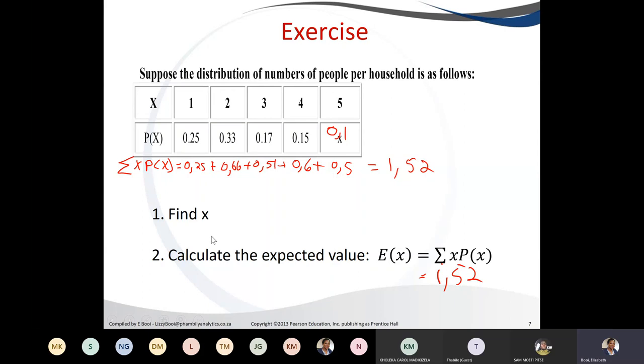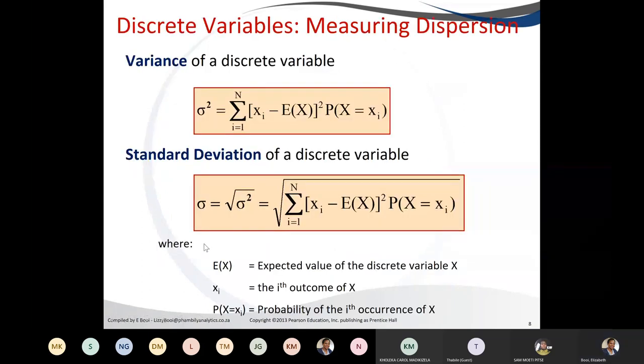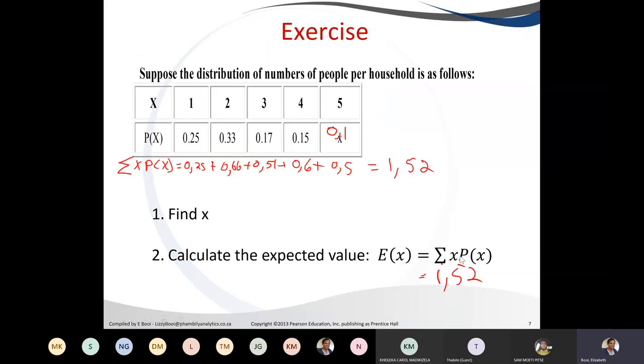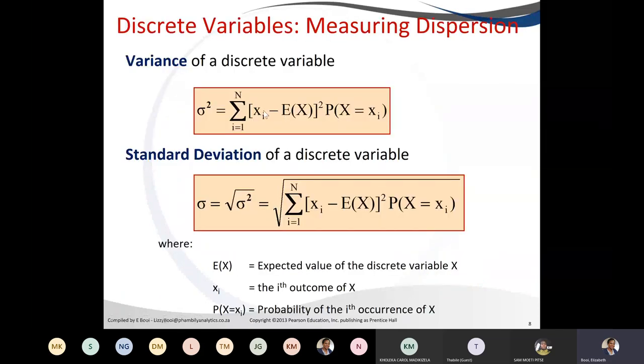So let's look at calculating the variance or the standard deviation. To calculate the variance, we use the formula. The variance, sigma squared, is the sum of your x observation minus the expected mean. So if we use this table, this will be our expected mean. We take this value, subtract the expected mean, square it, and multiply by the corresponding probability. So it's your observation minus the expected mean squared times its corresponding probability. And that gives you the variance.